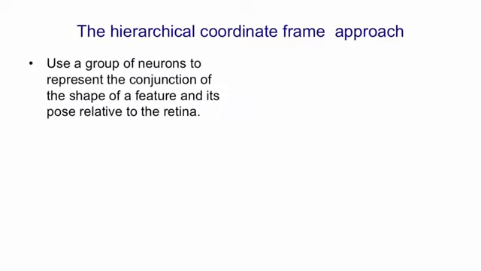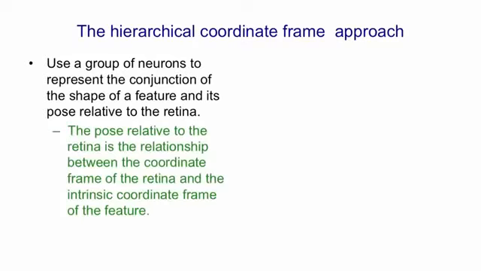I think a much better way is to use a hierarchy of coordinate frames and to use a group of neurons to represent the conjunction of the shape of a feature and its pose relative to the retina. So when these neurons are active, it tells you a feature of that kind is there, like a nose. And the precise activities or relative activities of these neurons tell you the pose of the nose.